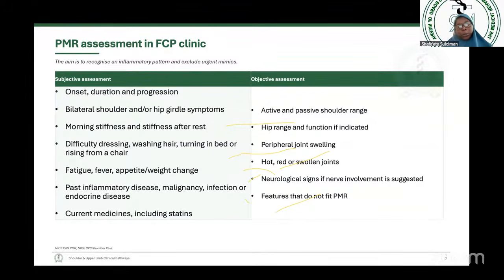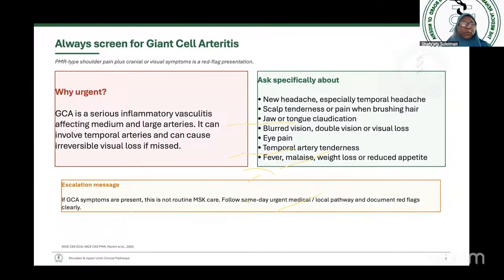What if it is not polymyalgia rheumatica? Then you search for other symptoms. Yes, I'm thinking it's polymyalgia rheumatica, but what if it is not? Could it be something else? Then you search for features that do not really fit for polymyalgia rheumatica.